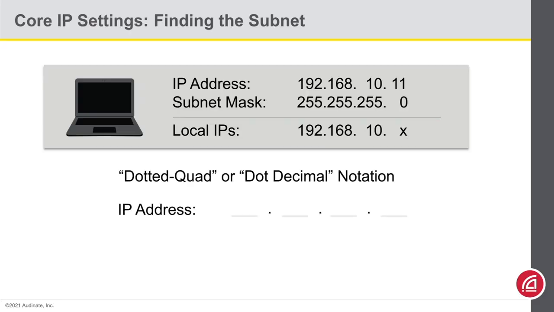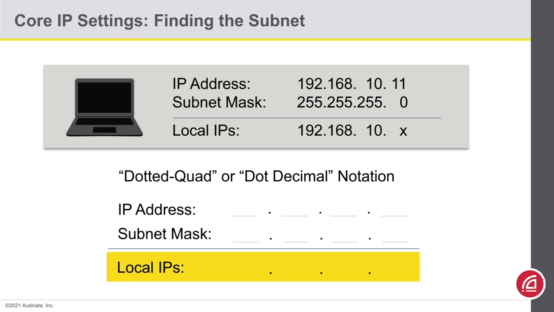When we describe IP addresses to each other, we usually describe it in dotted quad or dot decimal notation. Basically, this means your IP address will have four numeric fields separated by periods or dots. Notice your subnet mask is expressed the same way. And ultimately, we'll want a range of IP addresses that we can use on our local area network, and we will express that in the same way.